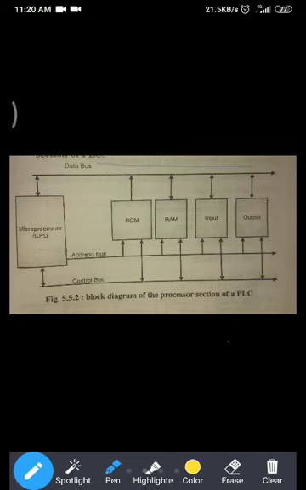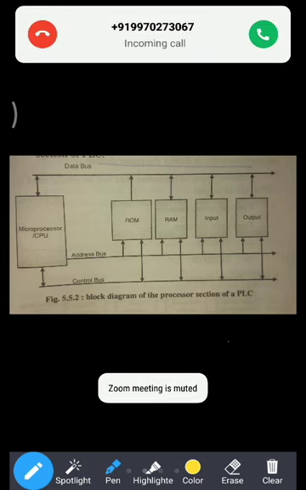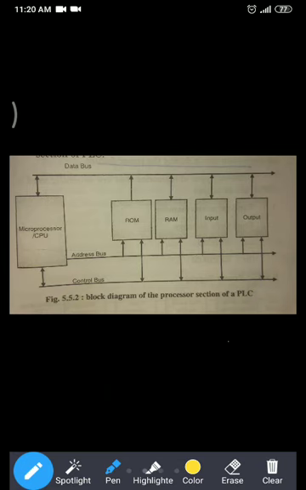And the volatile memory is used to store the data, that is, the data which the instructions use. If the power fails, the data is not recovered. So it is called volatile memory.